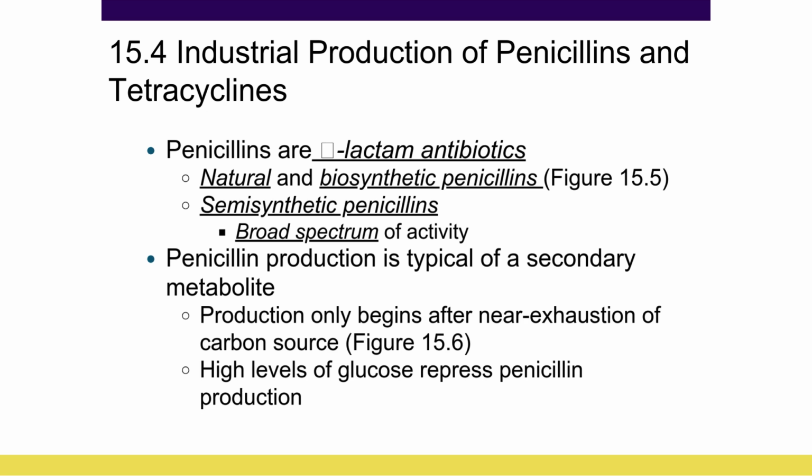Penicillins are a class of beta-lactam antibiotics. There are natural penicillins, biosynthetic penicillins, and semi-synthetic penicillins, as shown in Figure 15.5. The production of penicillin is a classic example of a secondary metabolite. Production only begins after the carbon source in the medium is nearly exhausted, which is illustrated in Figure 15.6. Interestingly, high levels of glucose actually repress penicillin production.